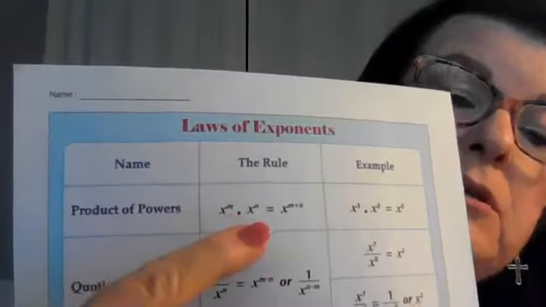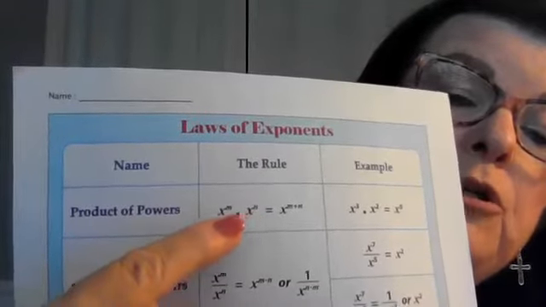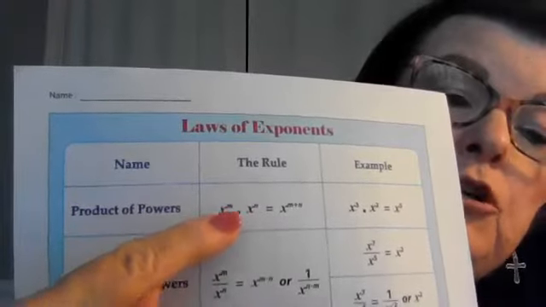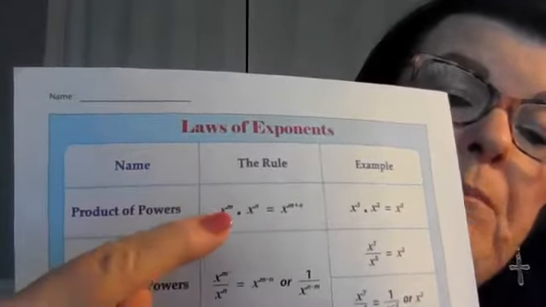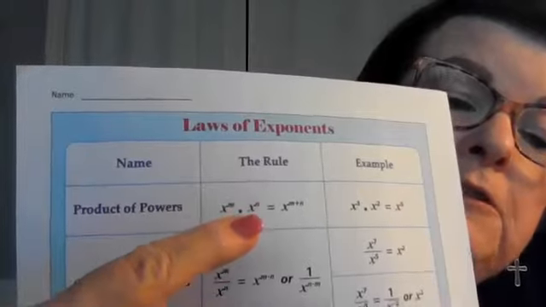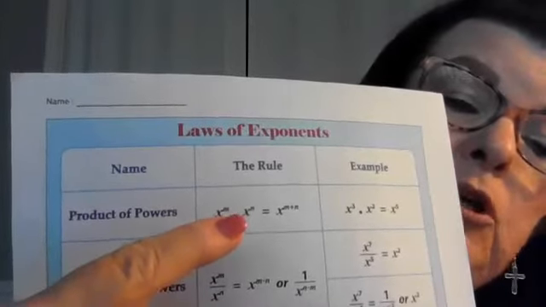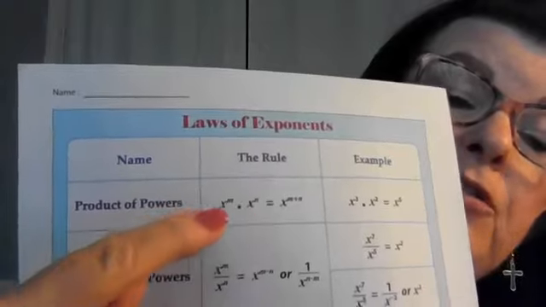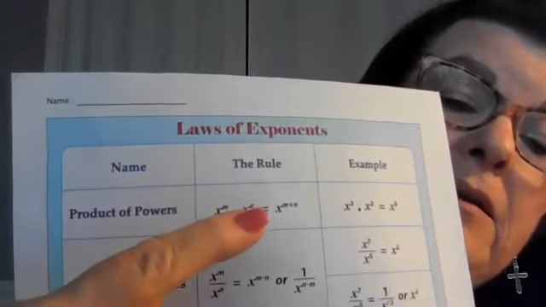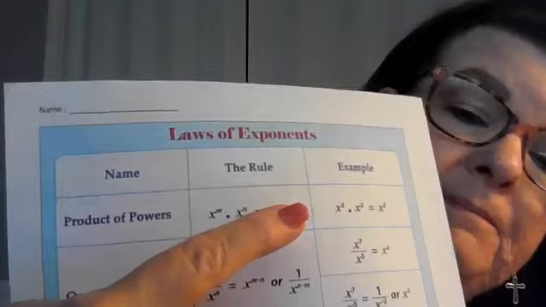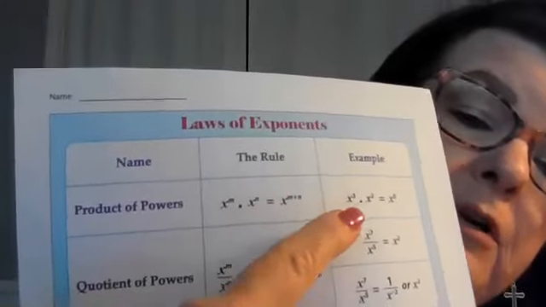Notice that the x and the x here are multiplied. The x is the same base. You can only use this rule when the bases are the same. If the bases are the same and they're being multiplied, then you simply add the exponents. Okay?